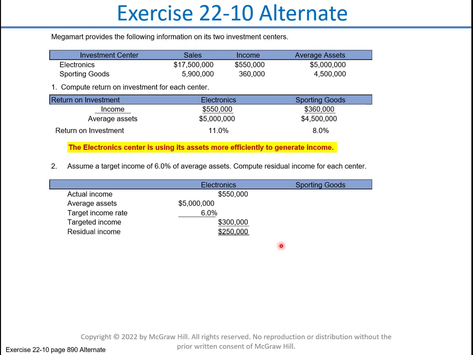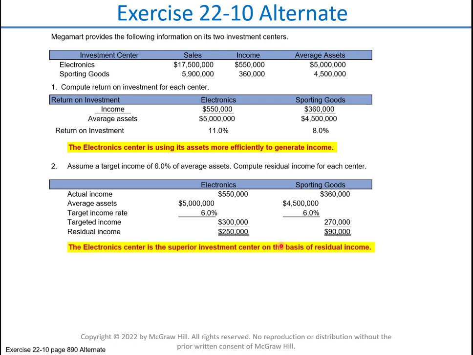So electronics is doing pretty well here. They have earned more than this target income of 6% of their average assets. What about sporting goods? Their actual income is $360, and their target, based on this scenario, is $270. So they also are earning more than this target income of 6% of their average assets. But electronics is still doing better than sporting goods.